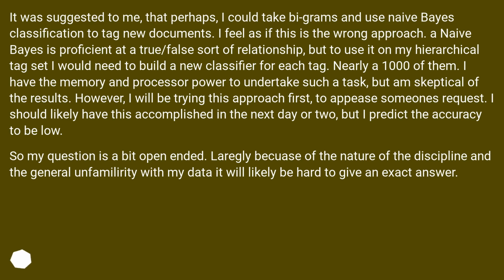the results. However, I will be trying this approach first, to appease someone's request. I should likely have this accomplished in the next day or two, but I predict the accuracy to be low. So my question is a bit open-ended. Mainly because of the nature of the discipline and the general unfamiliarity with my data, it will likely be hard to give an exact answer.